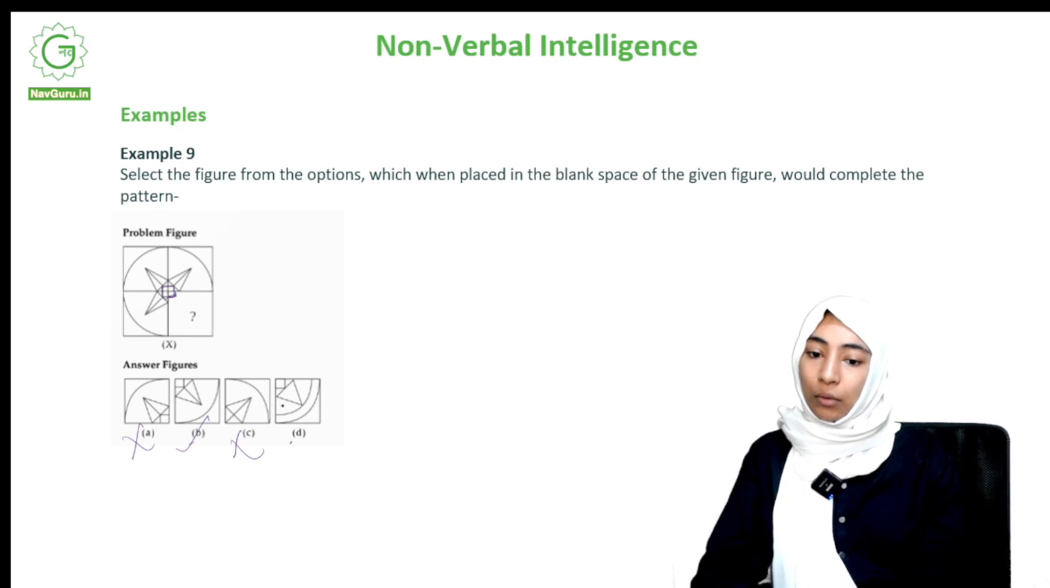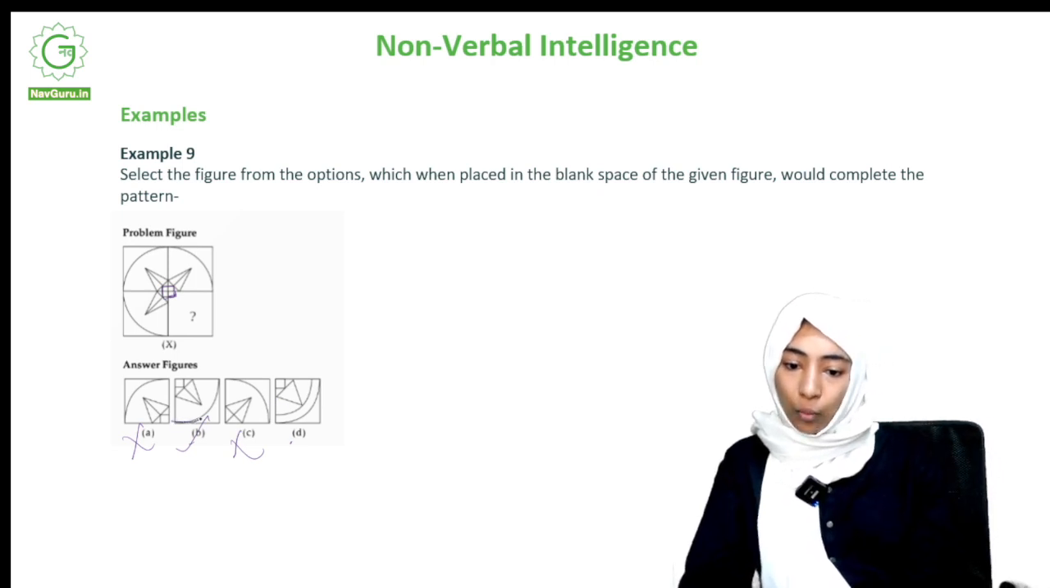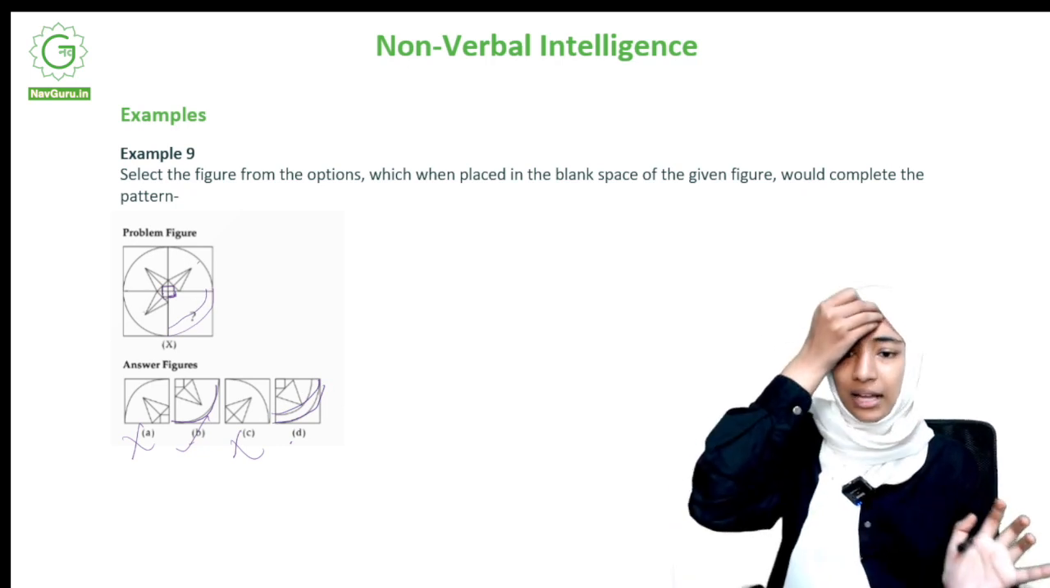Now between B and D, what is the difference? Here you have one arc, but here you have 2 arcs. So 2 arcs will not fit here. Why? Because in this figure that does not match. None of these figures have two arcs, right? So it has to be B. That's it. Done. As simple as that.